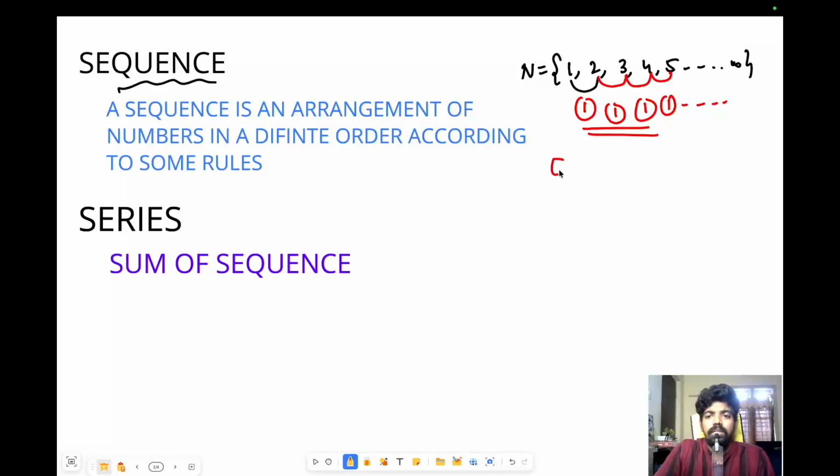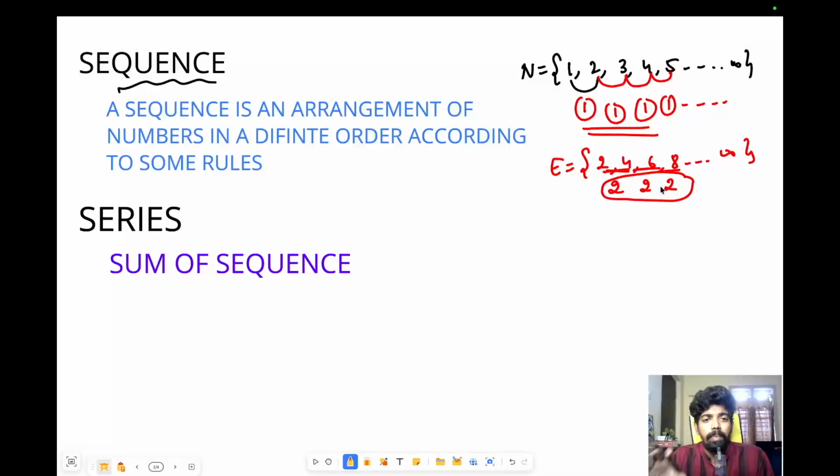For example, you can even take even numbers: 2, 4, 6, 8, so on up to infinity. It is also having a definite pattern or order. The difference of these two is 2, the difference of 4 and 6 is 2, the difference of 6 and 8 is also 2. It has a pattern. Such are called sequences. Arithmetic progression is a kind of pattern.